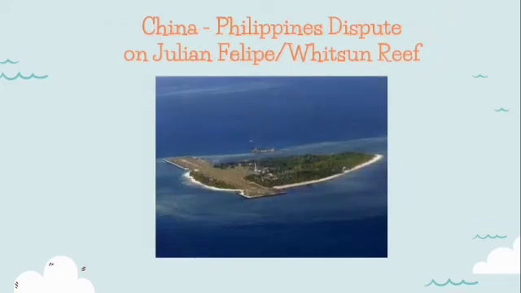Another sea dispute, which has most recently brought new tensions to the geopolitical situation in Asia, is in the West Philippine Sea, as known to the Philippines, and the South China Sea, as known to China. The Julian Felipe Reef, also known as Whitsun Reef, has been the focus of the recent territorial disputes in the West Philippine Sea. The Philippines claims the reef as part of its exclusive economic zone, while China claims the reef as China's territory for fishing and other official use.